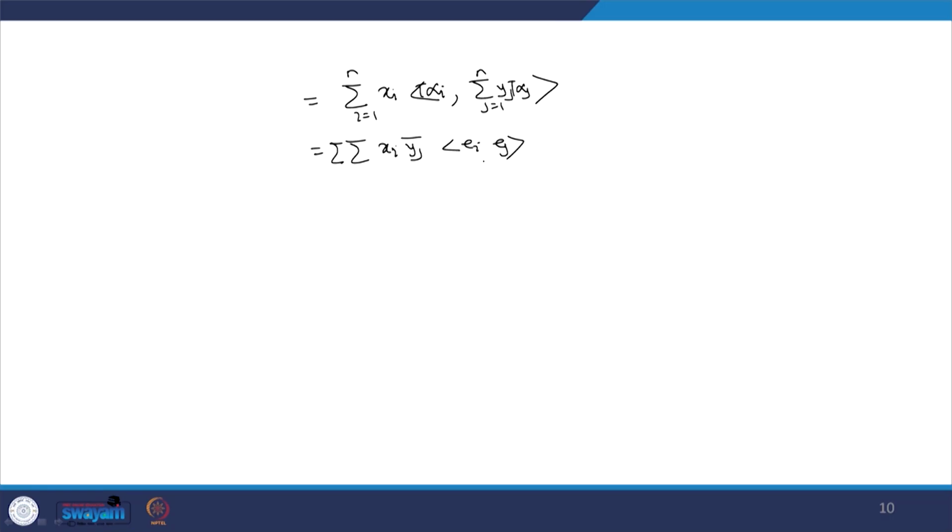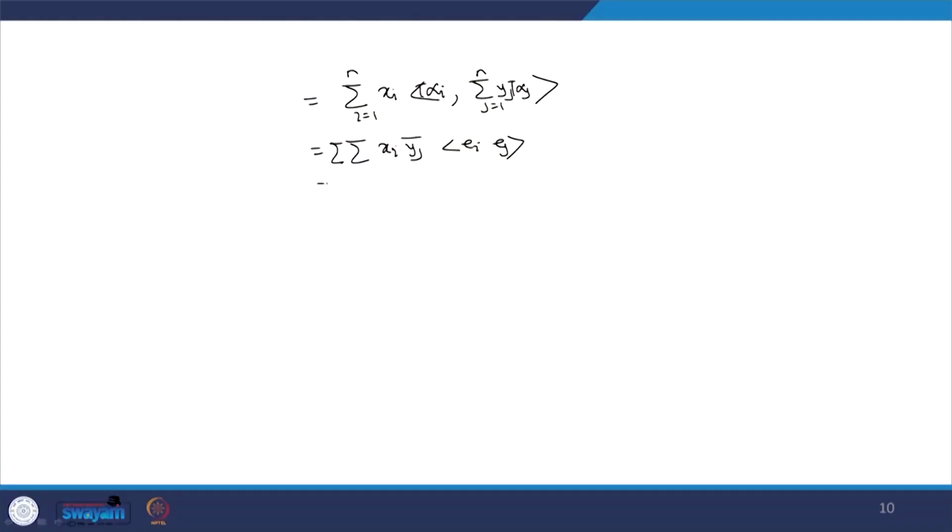I know the inner product of Ei and Ej, with respect to the standard inner product, is equal to 1 when i equals j, otherwise 0. So, this is equal to simply the sum over i of xi and yi bar. So, I am getting the inner product as the summation of xi and yi bar.